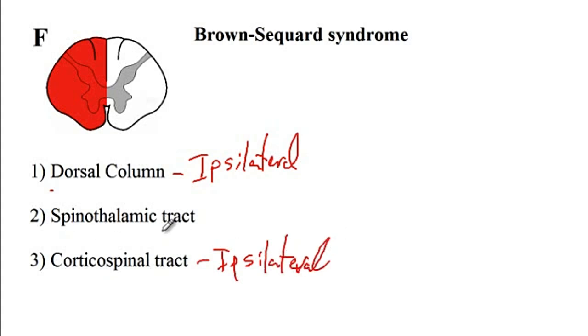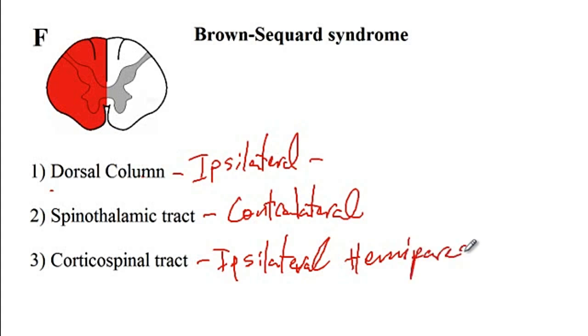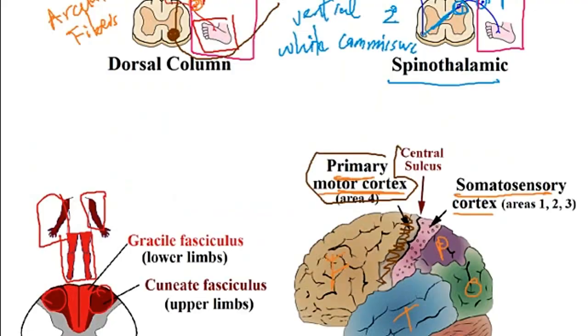While the spinothalamic tract, since it has already decussated in the ventral white commissure, would have contralateral symptoms. So the dorsal column was for vibration and position sense, so in these patients there would be ipsilateral loss of position and vibration sense. Spinothalamic was for pain and temperature, thus there would be contralateral loss of pain and temperature. And then finally with the corticospinal tract, which is for motor function, there would be ipsilateral hemiparesis. So let me show you in the table that we had earlier.